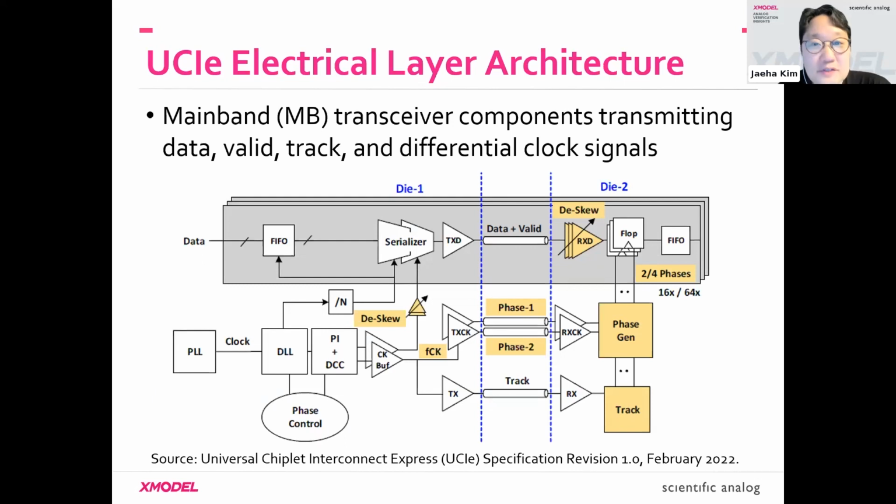Now we'll start with the electrical layer, which has various subcomponents. Largely, you see a transmitter on the left and the receiver on the right. Within each transmitter and receiver, there's a part called the data path, which takes the data from the core and then drives it through the channel using the driver.